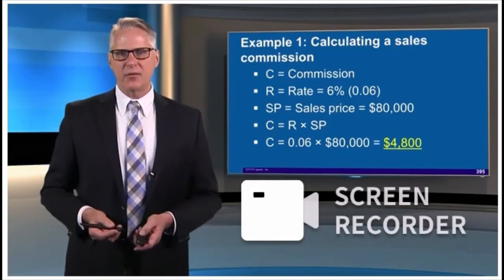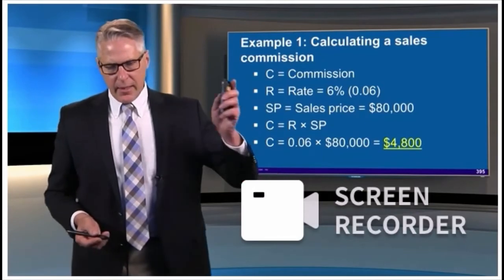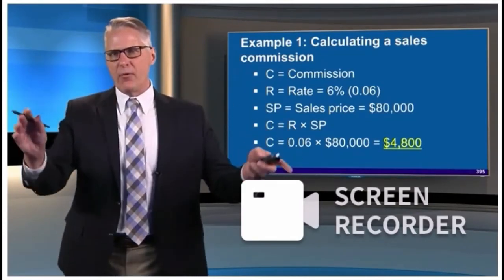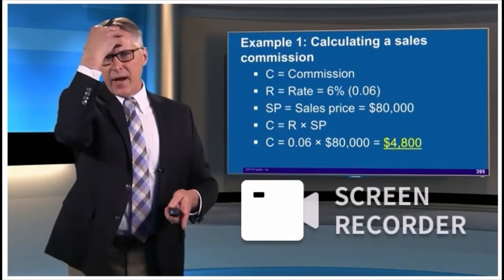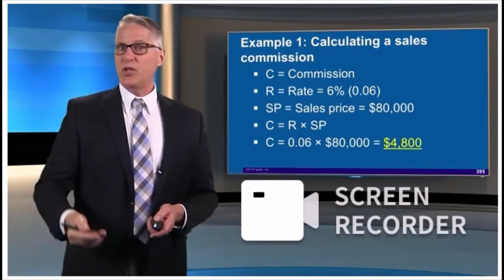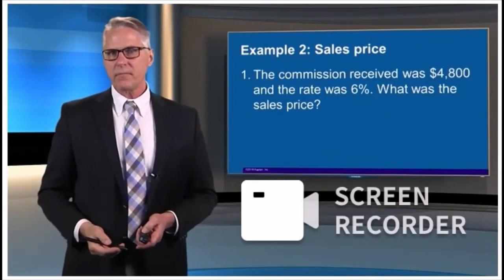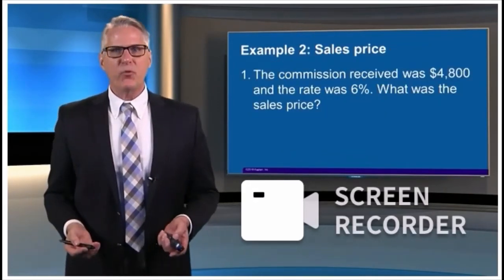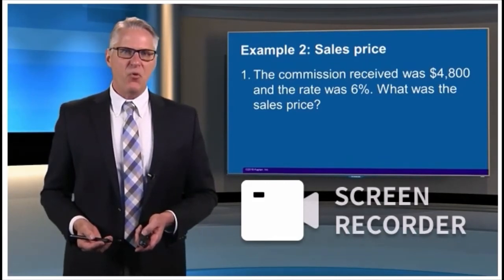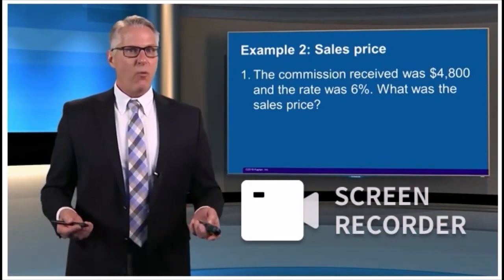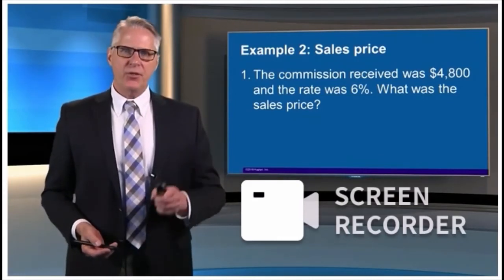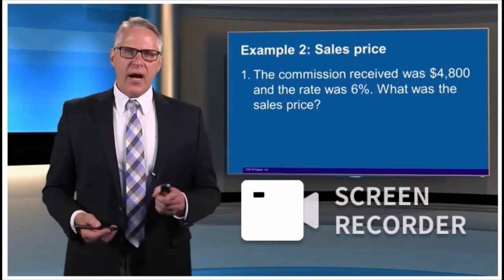Yeah, but what if you didn't know that? Let's just erase that from memory. Vulcan mind thing. Boom, this memory is erased. And here's the question we encounter. The commission you received was $4,800 and the commission rate was 6%. What was the sales price? Well, now you have an issue, all right? Now you can't just multiply two things together anymore.